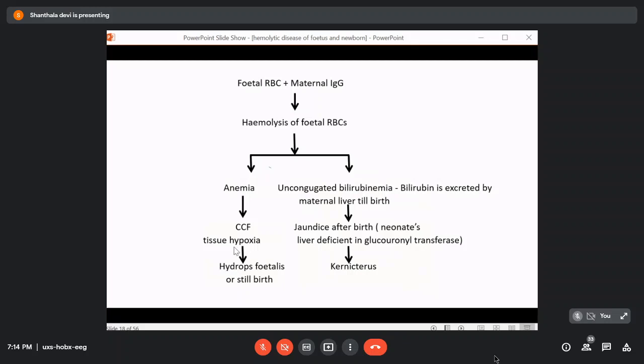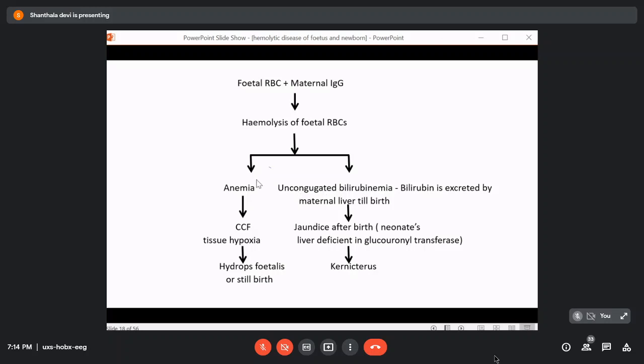Then what happens because of this? Because of the hemolysis of the fetal RBCs, one, there is anemia. This results in congestive cardiac failure, tissue hypoxia and hydrops fetalis or stillbirth, which happens in untreated cases where there is a very high titer of antibodies and the fetus gets affected very early in pregnancy.